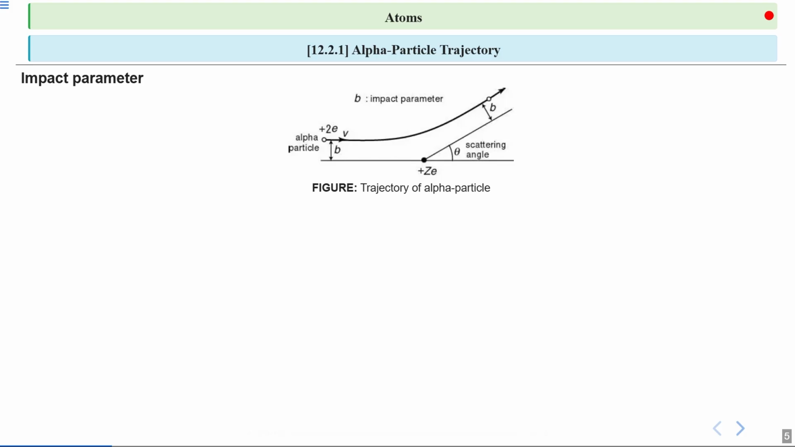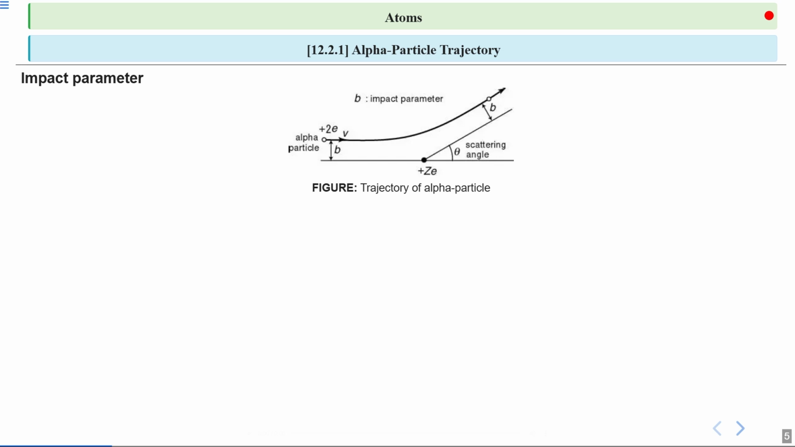So this diagram shows the trajectory of an alpha particle as it approaches a nucleus. You can see Ze, that is the nucleus. Z is the atomic number of the element whose nucleus is placed here. The alpha particle, +2e, is coming towards the nucleus with initial velocity vector v, and it is being scattered when it comes close to the nucleus, at some angle that is called the scattering angle theta.